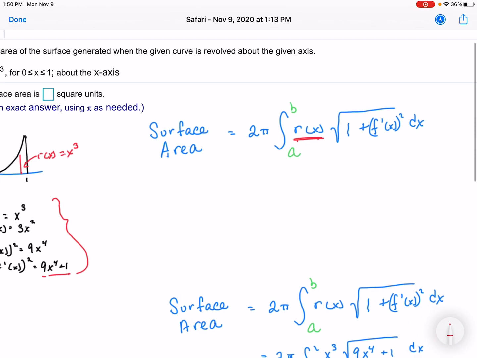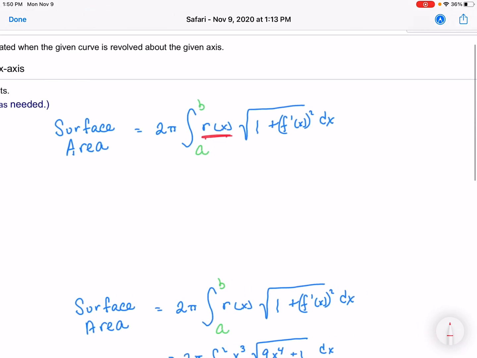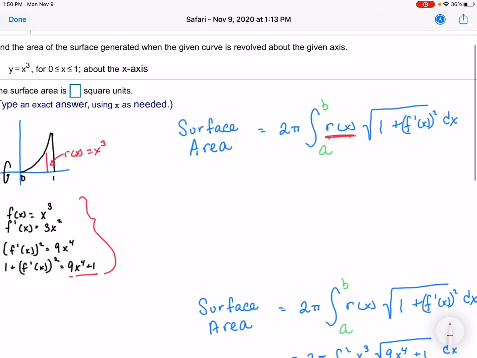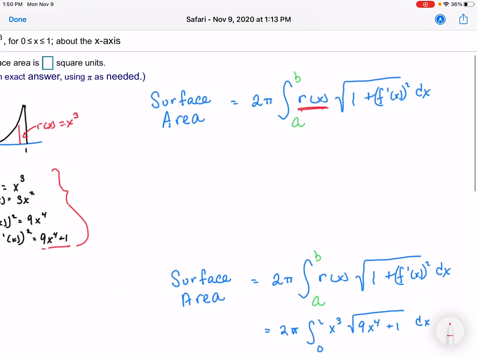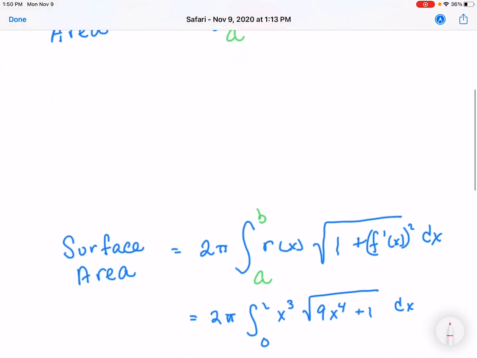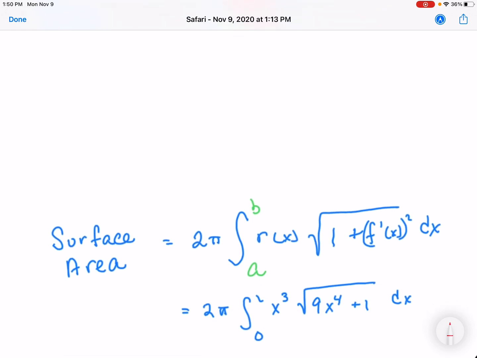And we end up with the surface area is equal to the integral as x varies from 0 to 1 of x cubed times the square root of 9x to the 4th plus 1. When we want to evaluate this integral, we're going to do a u substitution. Notice that under our square root, we have a 4th degree polynomial, and outside of our square root, we have an x cubed dx.